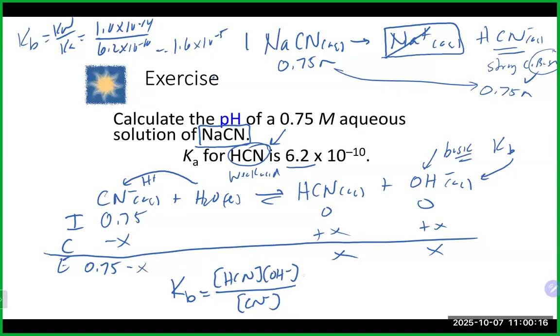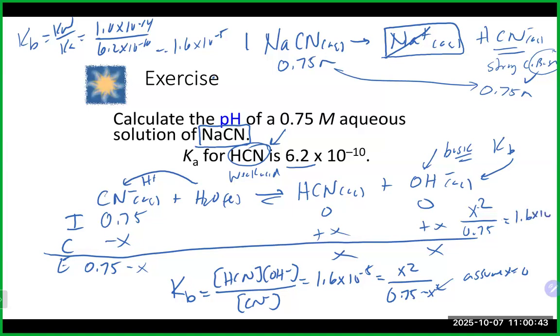So putting that in here, 1.6 times 10 to the minus 5, putting in our x squared over 0.75 minus x. We will assume x is approximately 0, which makes it a little bit easier to do, obviously. And in this case, that's going to give you x squared over 0.75 equals our 1.6 times 10 to the minus 5.